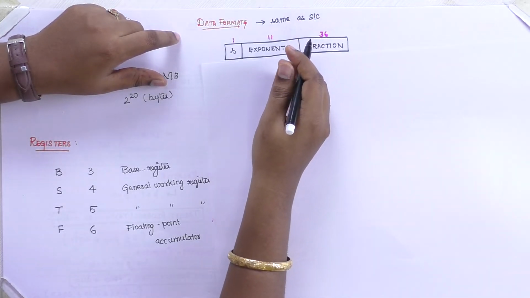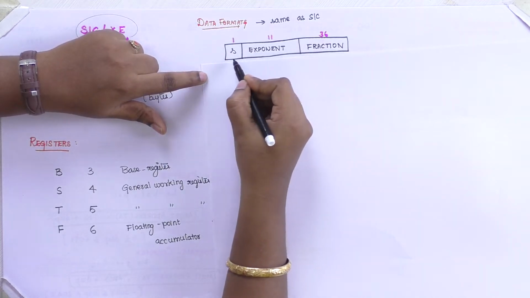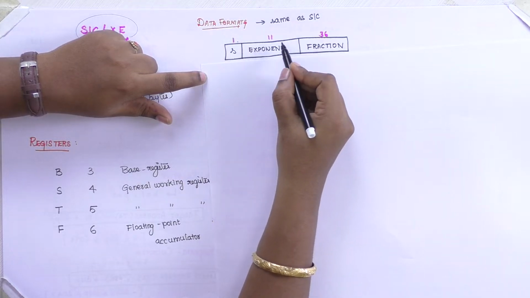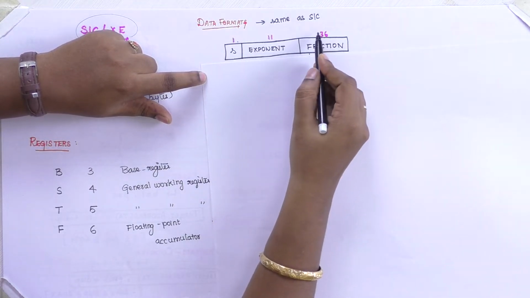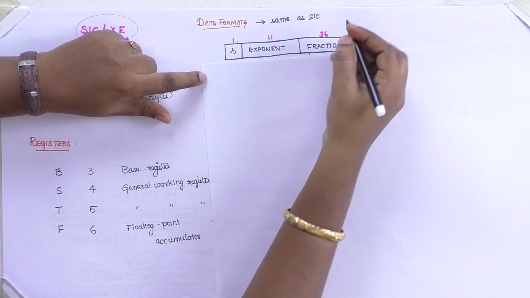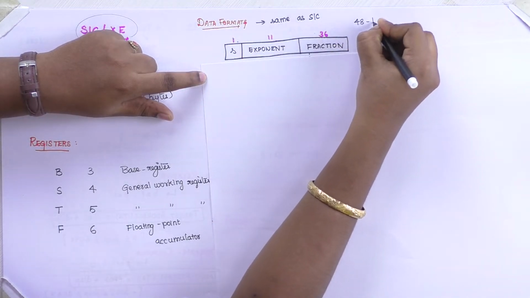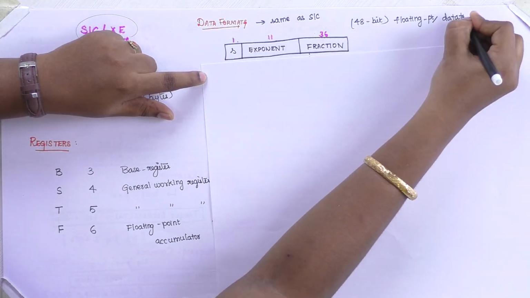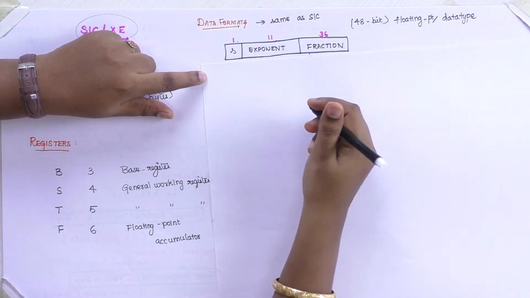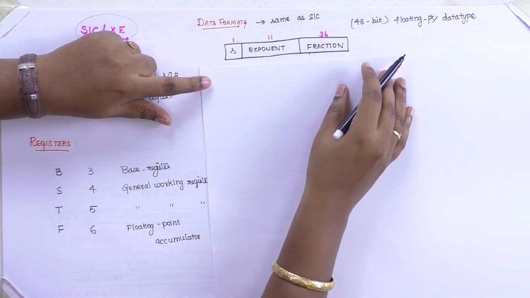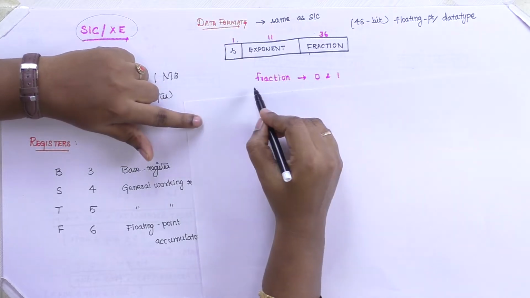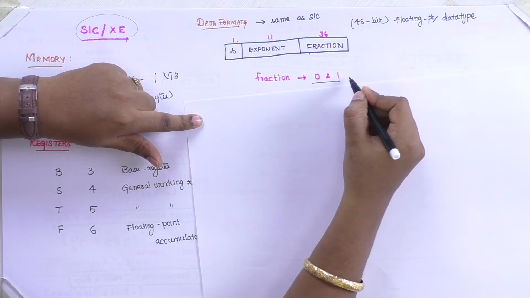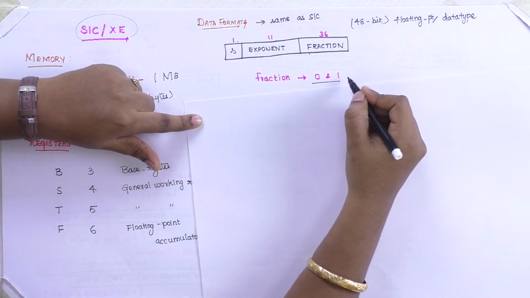This is the format, the layout: S, exponent and fraction. S is 1 bit, exponent is 11 bits and fraction is 36 bits. So SIC XC supports a 48 bit floating point data type in total. The fraction value is between 0 and 1, that is, the binary point is assumed to be immediately before the higher order bit.